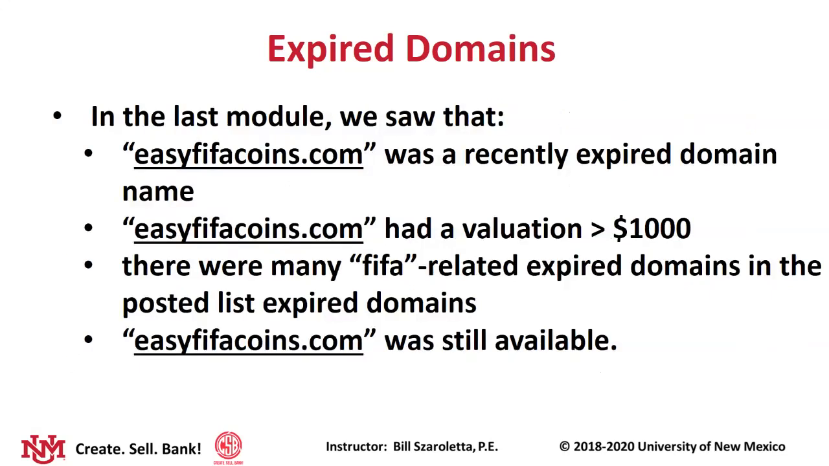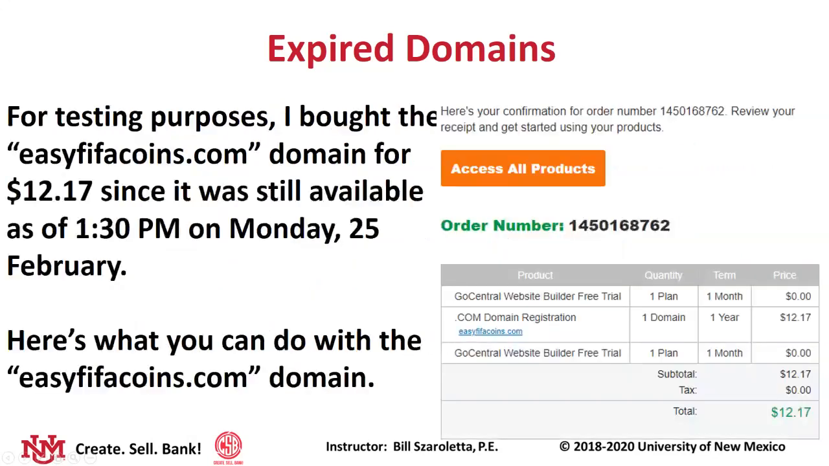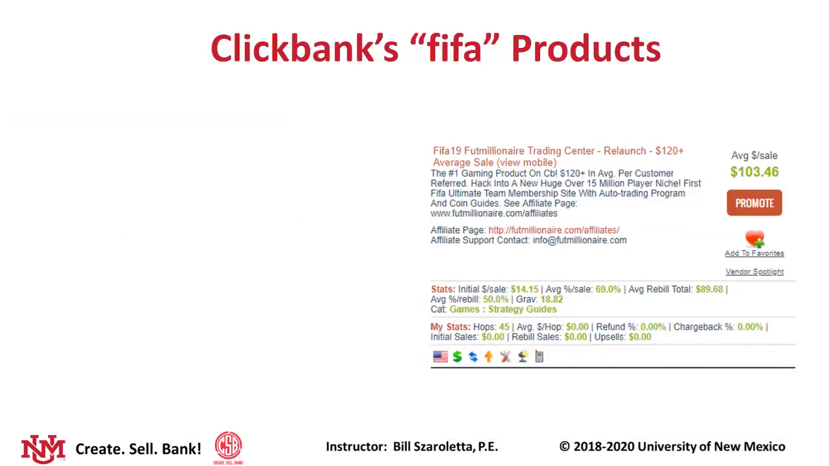So in this last module, we saw how we could use easyfifacoins.com as it had YouTube traffic, and it actually does work. I've gotten almost, I think, 2,000 clicks on an affiliate offer. It just turns out that everybody that clicked on that is FIFA 2019, and now FIFA 2020 is coming out. So again, there's the testing purposes, and here's the link. FIFA Foot Millionaire, and the average was $100 per sale, and we all know how to go through and do that.